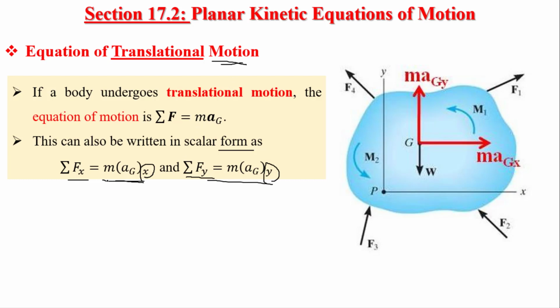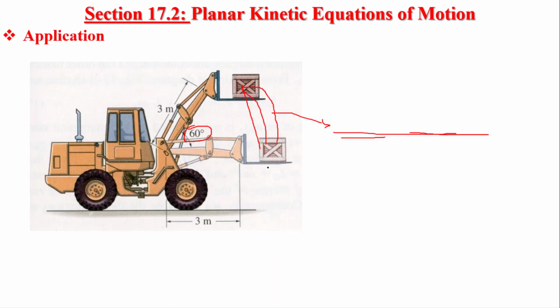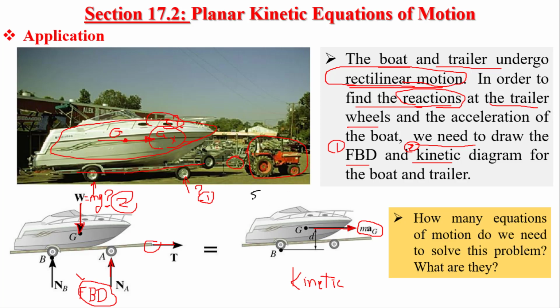Now if the body undergoes a certain type of motion, it could be rotation, translation, general plane motion, we'll see. Do we have summation of force in the x-axis? If yes, we'll write this one. We'll see the summation of force in the y-axis, and if we have acceleration in the y-axis, we'll write this term. Otherwise, we'll write 0. For example, the boat in this example, we have summation of force in x equal to m multiplied by a_Gx, but in the other equation, summation of force in y equals 0.